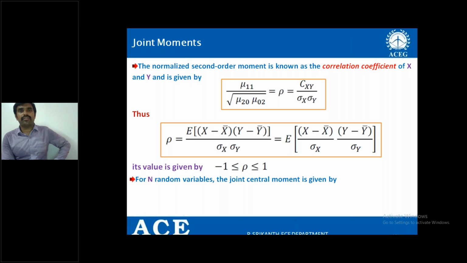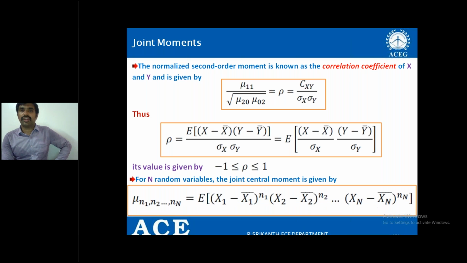For n random variables, the joint central moment is given by expectation of x1 minus x1 bar whole power n1, x2 minus x2 bar whole power n2, and up to xn minus xn bar whole power n suffix n. Fine.